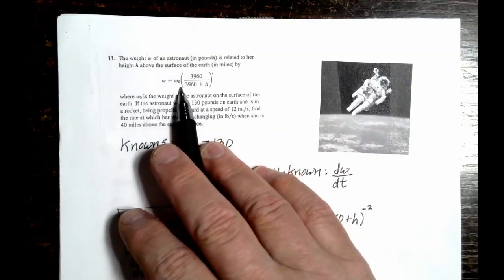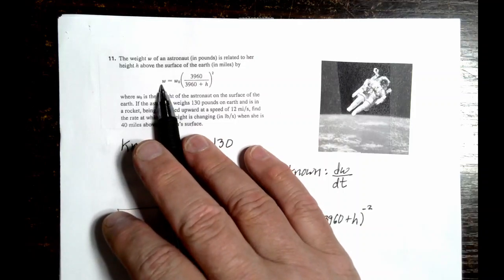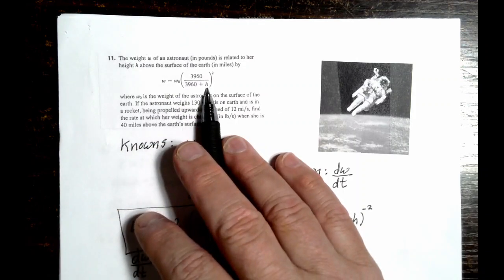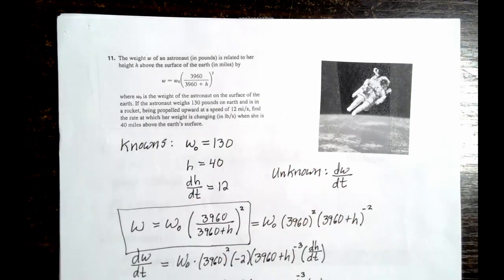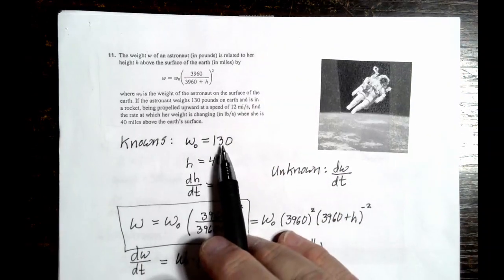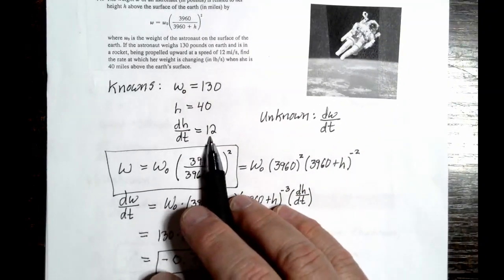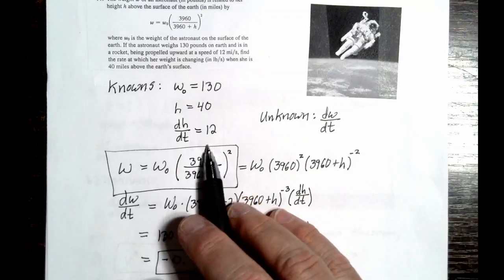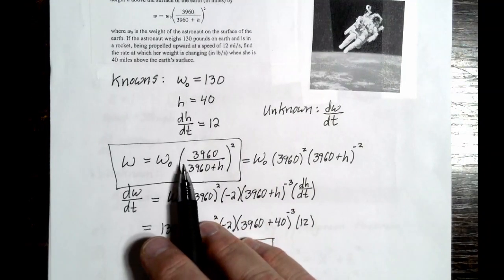W sub 0 is the weight on Earth. W is your weight wherever you are in space. H is how high you are from the surface of the Earth in miles. And so we're talking about W sub 0 is 130 pounds, H is 40 miles. The change in H is 12 miles per second. It's being launched into space in a rocket.